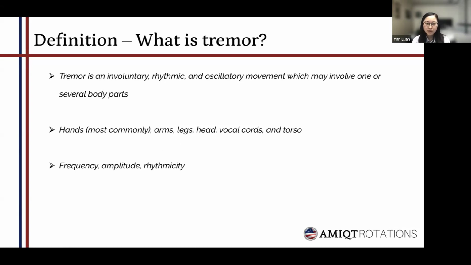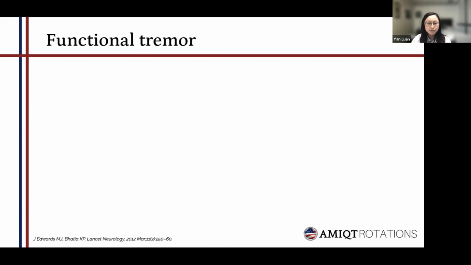When we describe a tremor, we need to pay attention to the frequency, which means how fast the shaking is, and amplitude, how big the movements are, and the rhythmicity, how regular the shaking is.